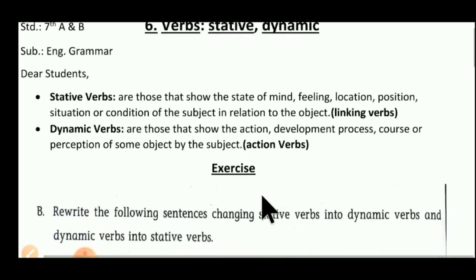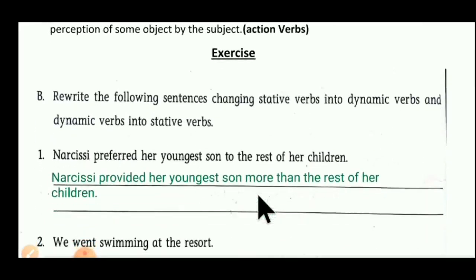Let's start it. Exercise B is given here. Rewrite the following sentences changing stative verbs into dynamic verbs and dynamic verbs into stative verbs. We have to rewrite the sentence. If the sentence is given with a stative verb, we have to convert it into a dynamic verb, and if the sentence is given with a dynamic verb, then we have to convert it into a stative verb. So vice versa, we have to do all the things. Let's start and understand it.